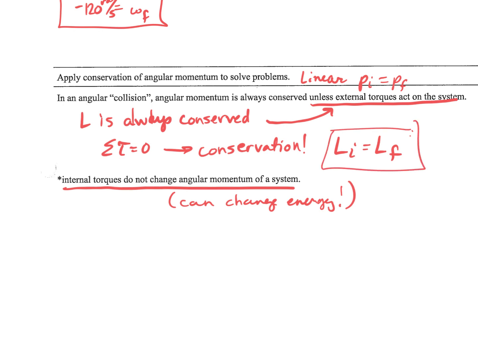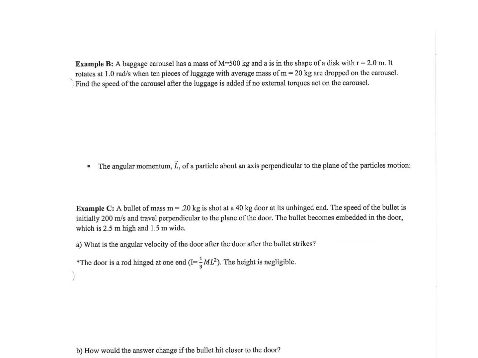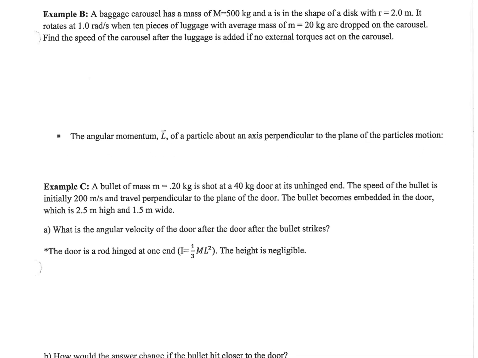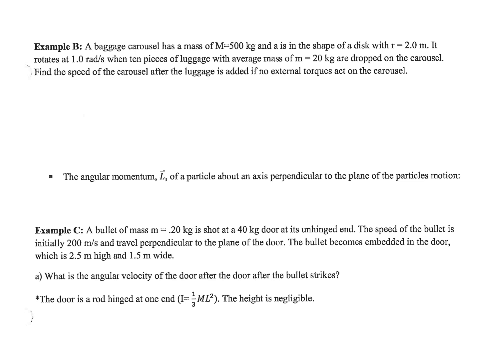As long as you fulfill this condition, unless you have external torques acting, then L initial equals L final. Just like we said, no external forces acting meant we had a conservation of momentum. So no external torques, we have conservation of angular momentum. So let's look at a couple of examples here, and we'll be done.